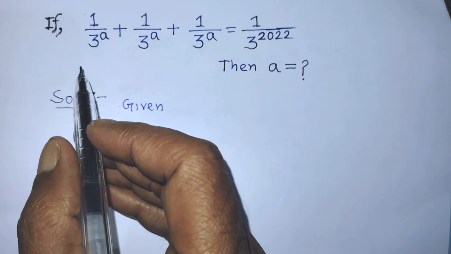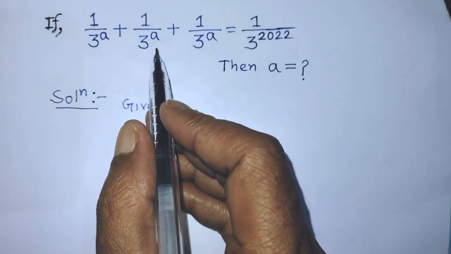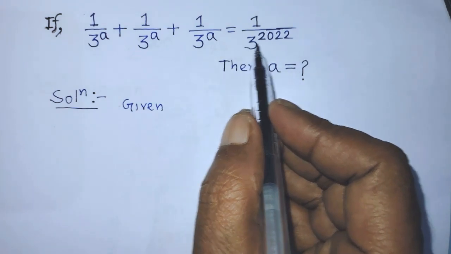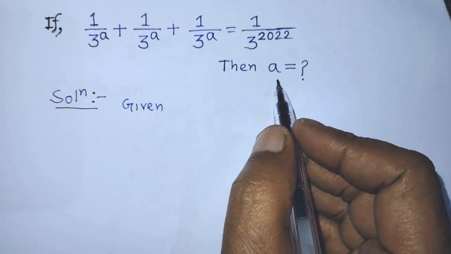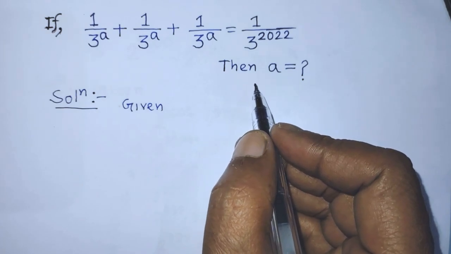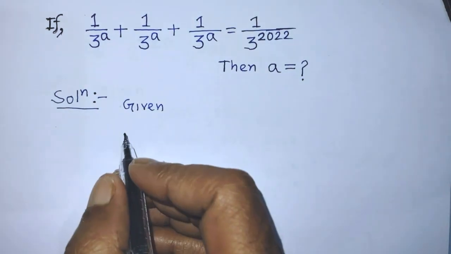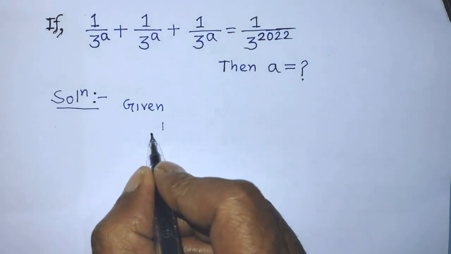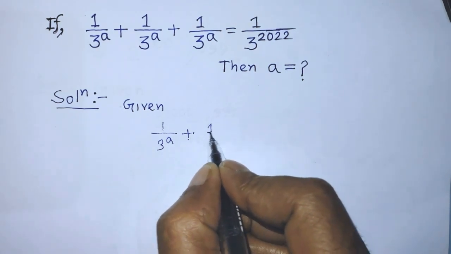So student, today our question is: if 1 over 3 to the power a plus 1 over 3 to the power a plus 1 over 3 to the power a is equal to 1 over 3 to the power 2022, then find the value of a. So student, today in this video I am telling you how to find the value of a from the given equation.